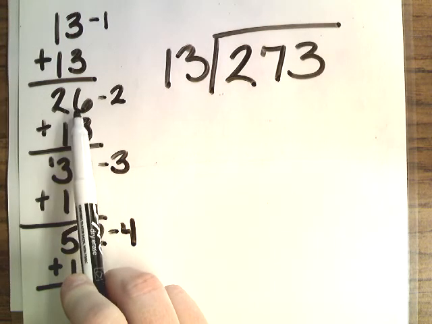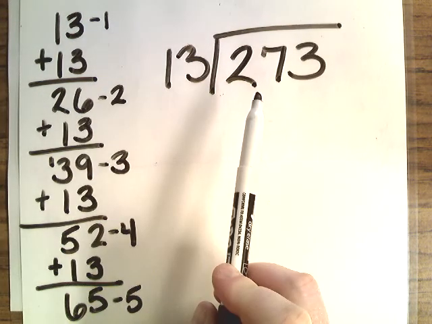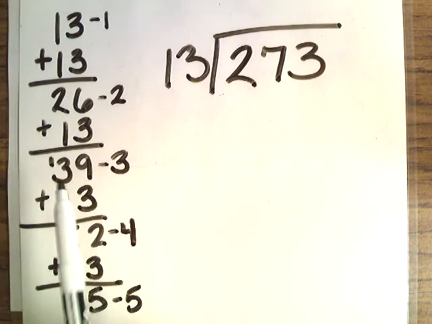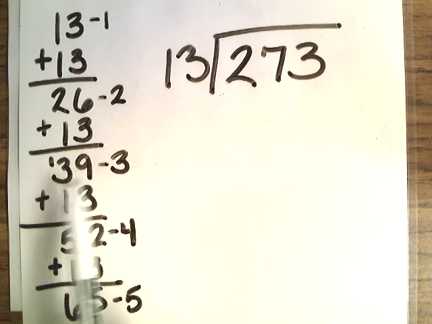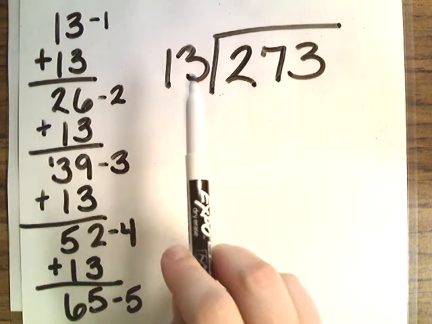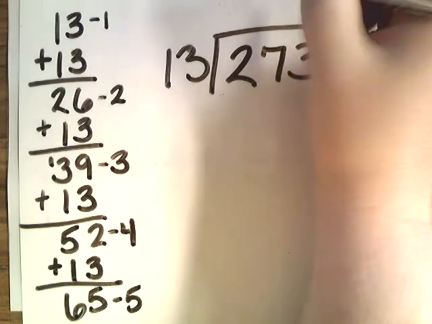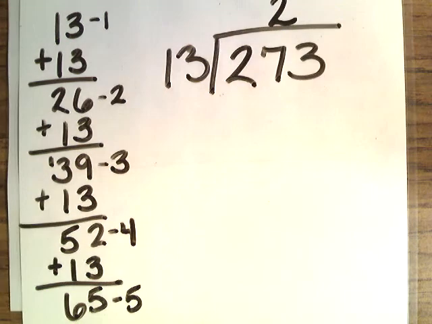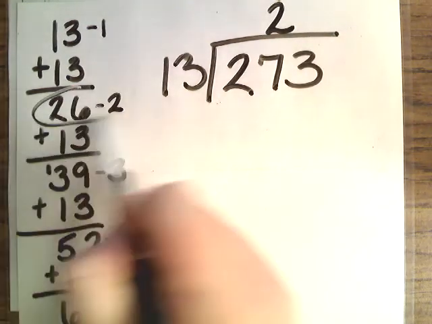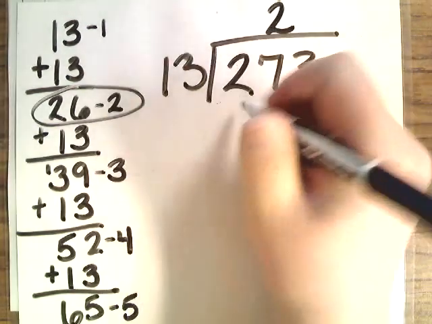So I have 26 here, which is close to 27 and does not go over. But let's check the next number just to be safe. 13 times 3 is 39. Nope, too big, so we have to go back to 26. So 13 fits into 27 2 times. And 2 times 13, we know that because it's right here, is 26.